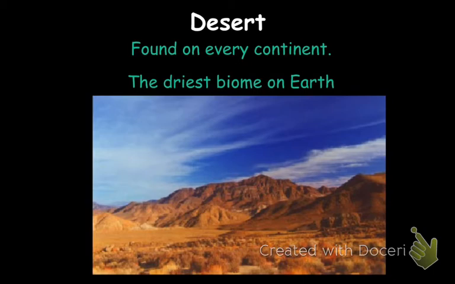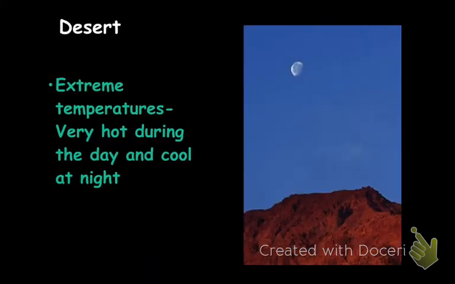And then we have our desert. Deserts are also found on every single continent. They are extremely dry, the driest of all the biomes. They have extreme temperatures, so they get very, very hot in the day and then very cold at night. And that's because, remember, land changes temperature quickly. There's no water in your desert, so there's nothing to help moderate out those temperatures. So it goes from drastic highs to drastic lows.